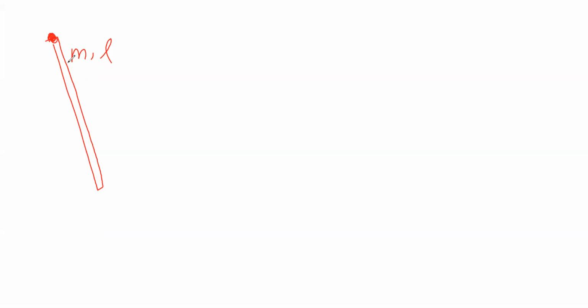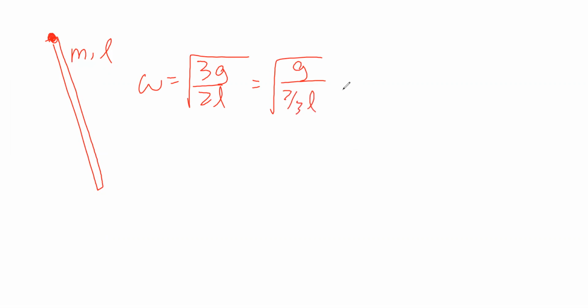In this example, we are dealing with a uniform rod of mass m and length L. In a previous example, we established that the angular frequency of this rod was the square root of 3g over 2L. If we write it like this, it's the square root of g over 2/3 L. That means the long uniform rod oscillates back and forth the same way that a point mass of length 2/3 L would oscillate. And we've seen the videos for that.